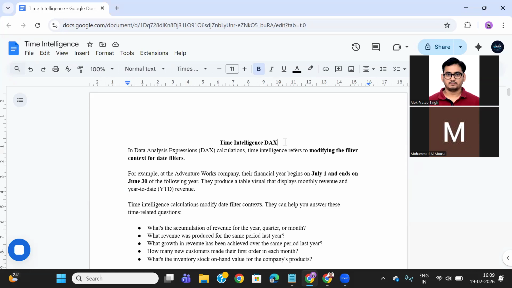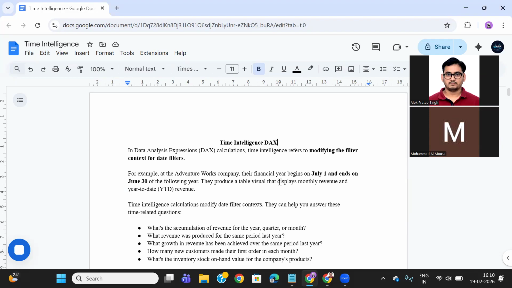As the name suggests, we are going to use all the time functions to calculate something. Actually, time intelligence is also called modifying the filter context for date filters. Whenever there is a date, or if we are going to calculate something on the basis of year, month, quarter, all of these come under time intelligence. So we will start doing that.